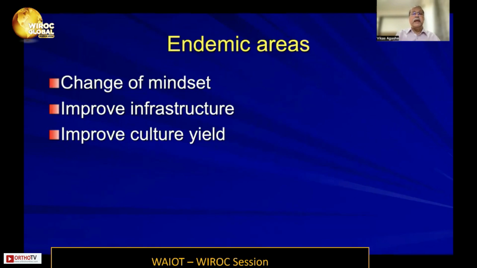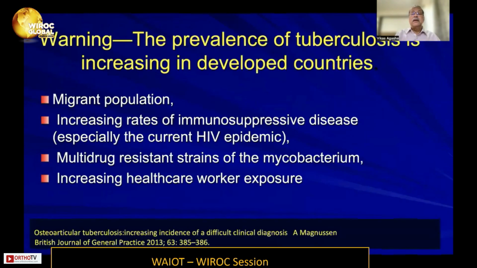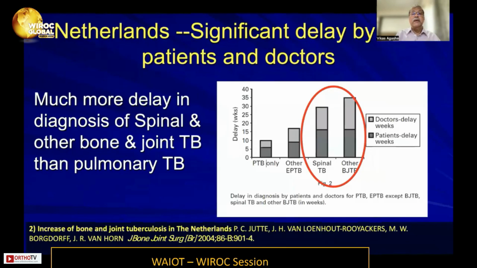Thus, in endemic areas, change of mindset is needed. Equally important is improving infrastructure and improving culture yield. What about non-endemic areas? There's a big warning that was given in this paper long ago. The prevalence of tuberculosis is increasing in developed countries. Various reasons have been noted. Just to give an example, this paper says that there is a significant delay by patients as well as doctors in Netherlands.